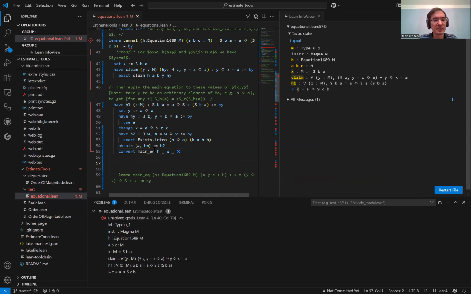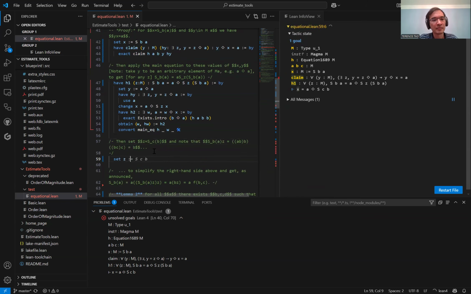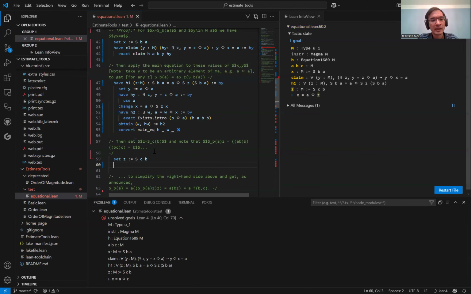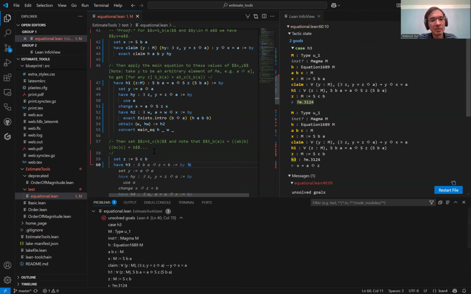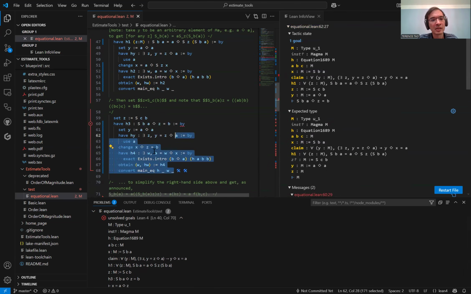Okay, so I got the H1. So that is done. Then set Z equals SCB. Sure, let's do that. Then note that SBAZ equals AB. Yeah, so let's do this.